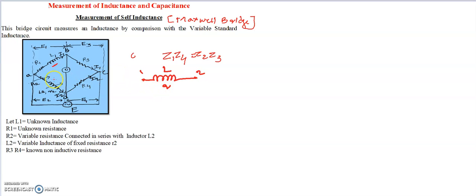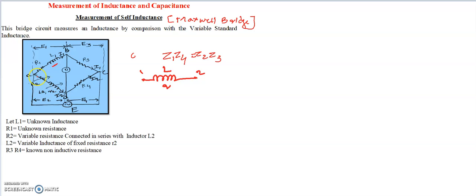Okay, so here the first arm AB has an impedance consisting of resistance R1 and L1. So both are connected in series. So this we need to find by making the bridge under balance condition. Okay, first arm is having the resistance R1 and L1. Just remember this bridge network.